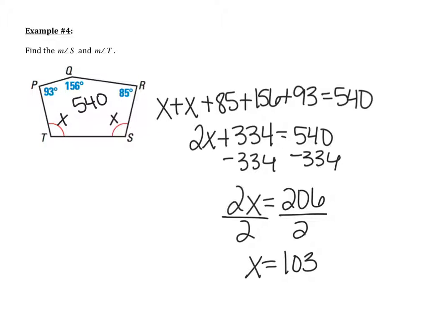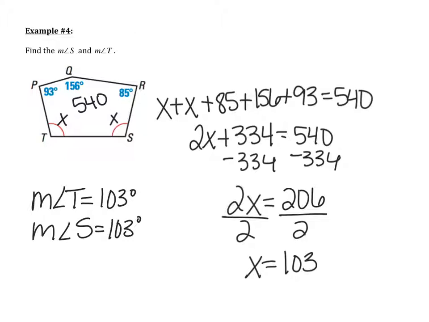So remember, I called angle T and angle S X. So if X equals 103, then the measure of angle T is 103 degrees, and the measure of angle S would be 103 degrees. You could double check this and make sure that 103 plus 103 plus 85 plus 156 plus 93 would equal that 540 total that we knew from the beginning, and it does.